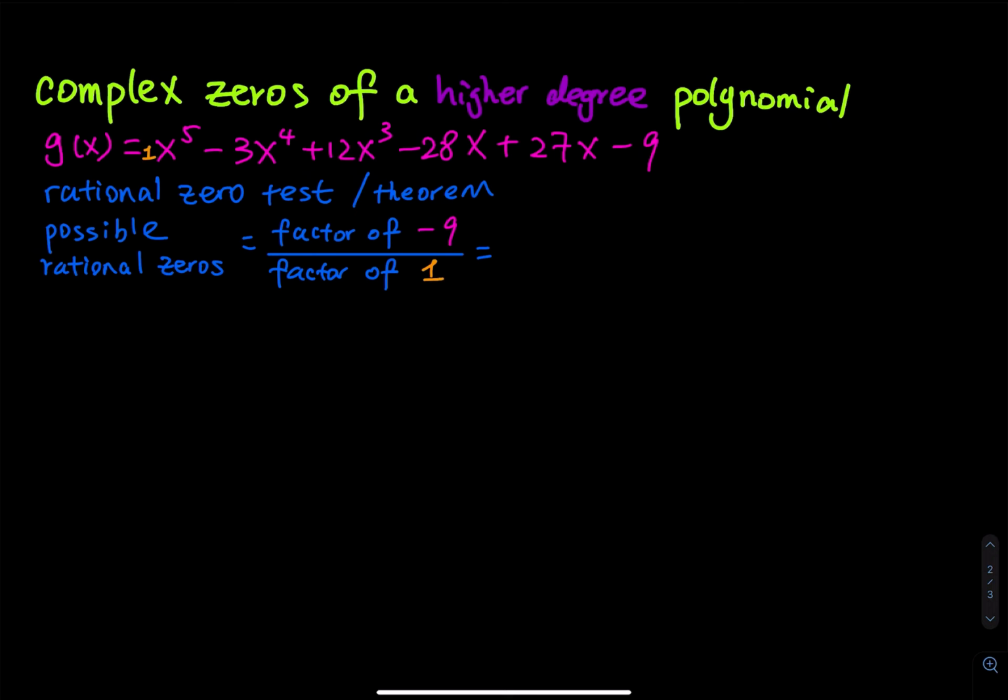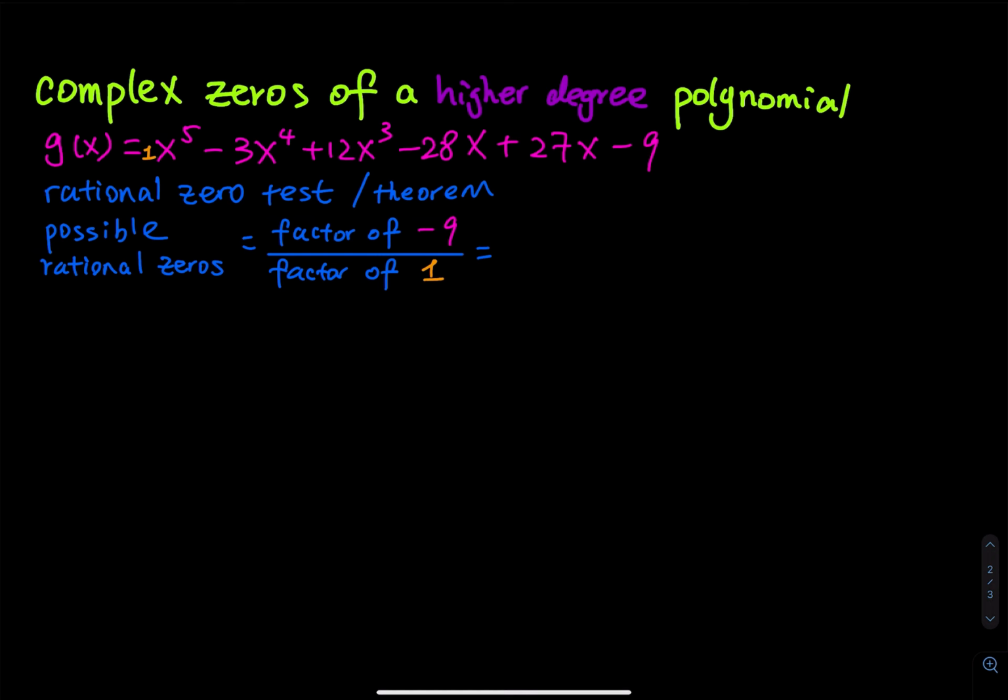Let's find the complex zeros of this higher degree polynomial. This time I use a fifth degree polynomial. According to the fundamental theorem of algebra, this fifth degree polynomial has at least one complex zero. At least one means one or above. Okay, so this is a higher degree polynomial.